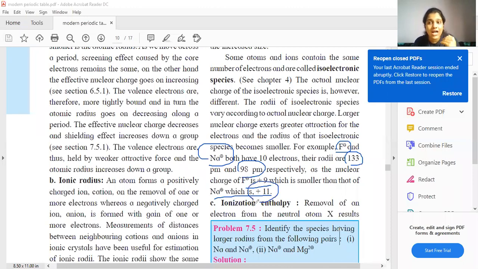So whose size will be smaller? Obviously Na plus. You all can see Na plus has a smaller value as compared to F minus, because in Na plus the nuclear charge is more. So the electrons will be pulled more and more inside, so the size is less. Okay, fine. Students, so this was ionic radius.